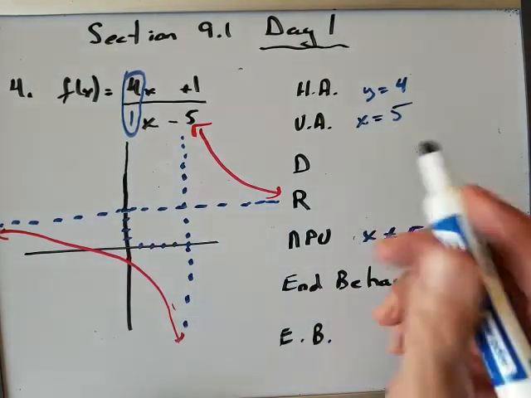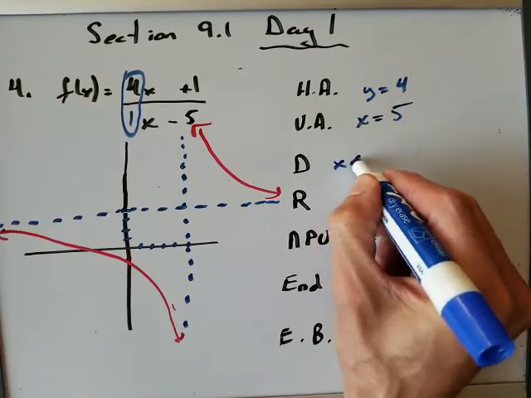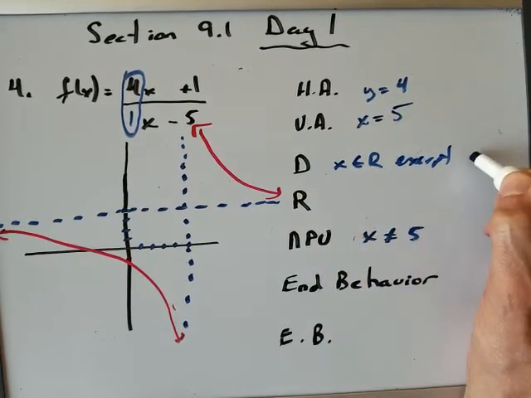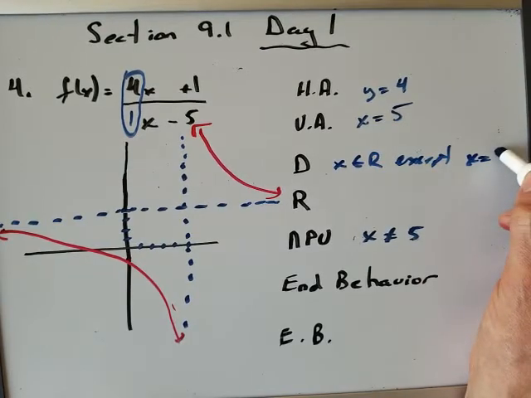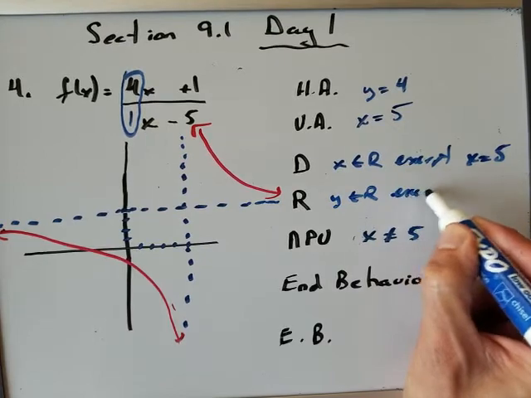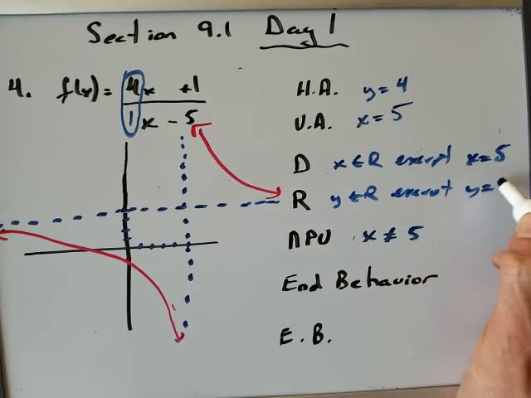So then the domain. The domain is all real numbers, but yet again we have an except. X could never ever equal a value of 5. The range is all real numbers, except y will never ever be a height of +4.